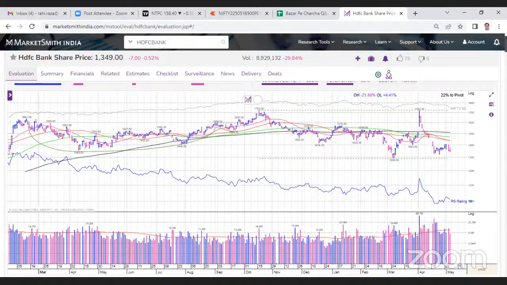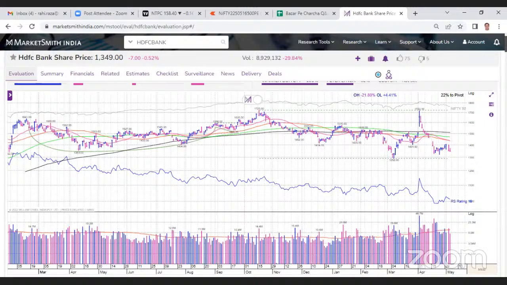If I'm not wrong, HDFC Bank would be a good buy around 1200, 1250 kind of level. So I'm not denying another 5-6% or 7% kind of correction in the coming few days and weeks, because the overall placement of this particular stock chart is not looking that attractive.